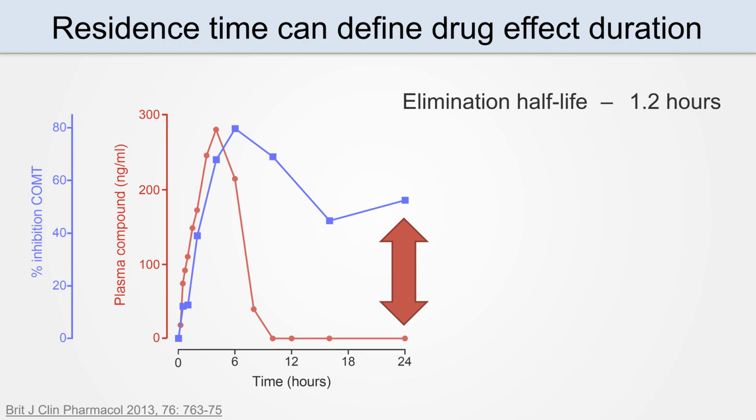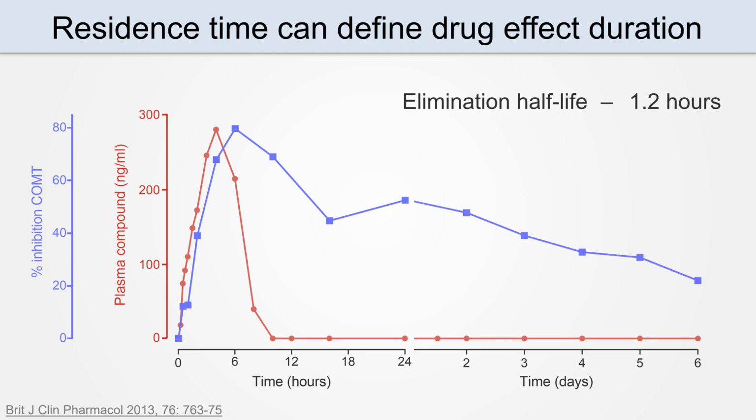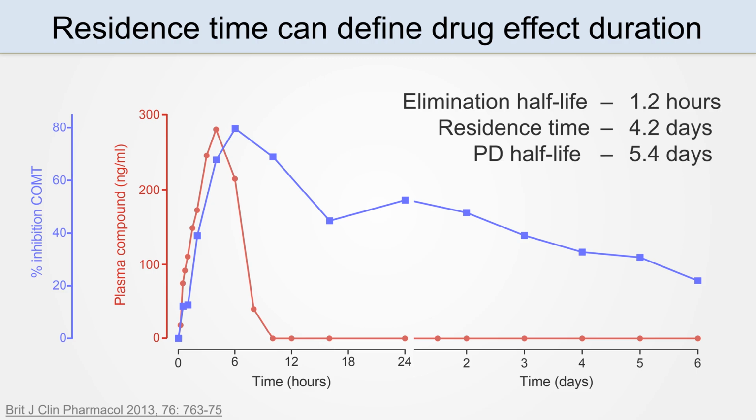This experiment was extended out to 6 days after the dose was given, as shown here. Remarkably, the target was engaged by the drug 6 days after dosing, long after the free drug had been cleared. This is explained by opicapone having a very long residence time for COMT. In vitro, the residence time was measured to be 4.2 days. This agrees pretty well with the PD half-life of 5.4 days. So this is a really nice example of how residence time can impact pharmacodynamics of a drug in clinical use.